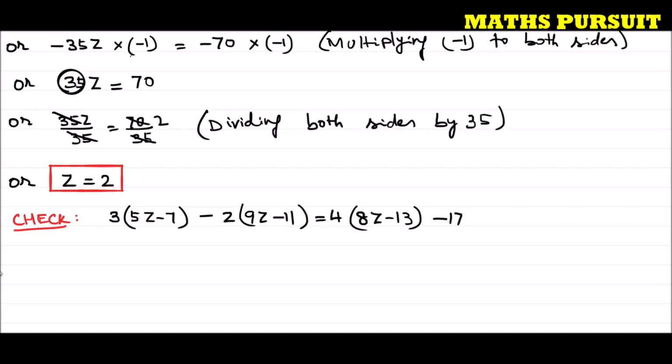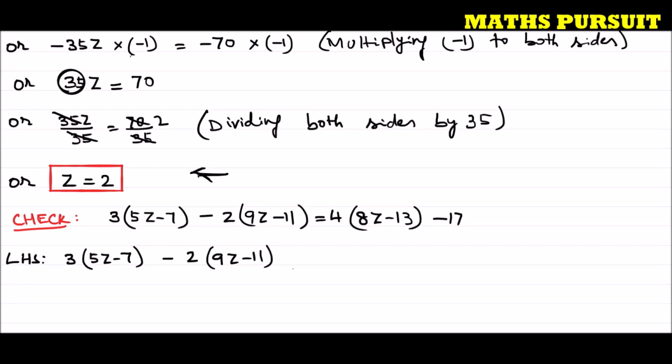Now let us first of all solve the left side of this equation. The left side of this equation is 3 into 5z minus 7 minus 2 into 9z minus 11. We will first solve the left side of the equation and find a number. Similarly, we will solve the right side of the equation and find a number. And then we will compare whether the left side is equal to the right side or not. If the left side is equal to the right side, then the value for z that we got here is absolutely correct.